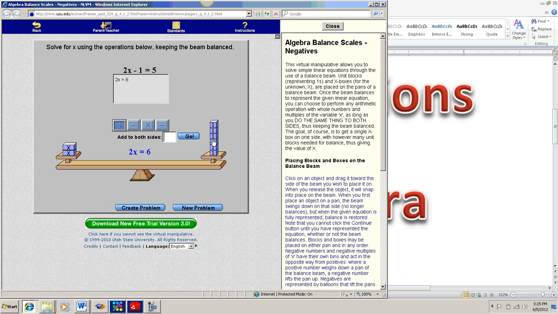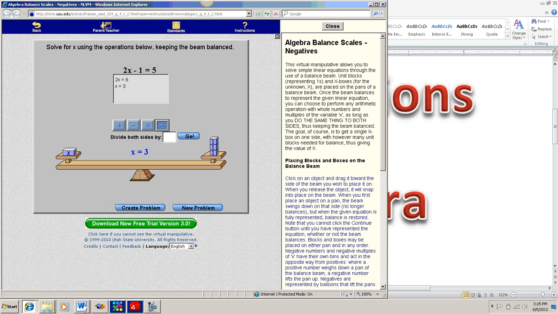That first step was done, so now I have 2x is equal to 6. And 3 of these go with each x. In other words, if I divide both sides by 2 and hit go, I'll get my answer. So here, the equation 2x minus 1 equals 5 was simplified by adding 1 to both sides. So we got 2x is equal to 6. It was simplified even further by dividing both sides by 2. And now we get x equals 3.